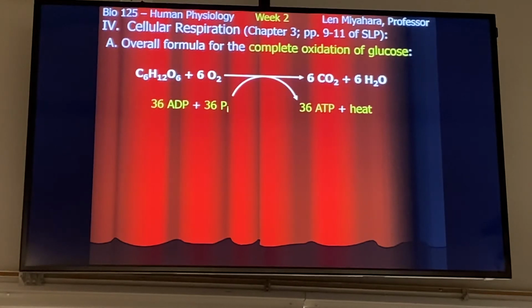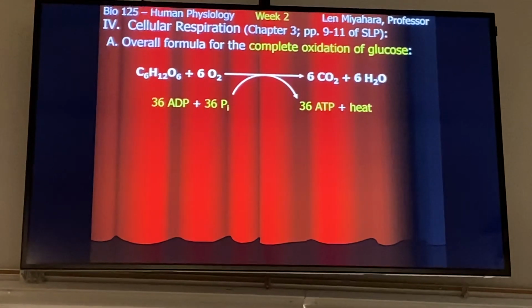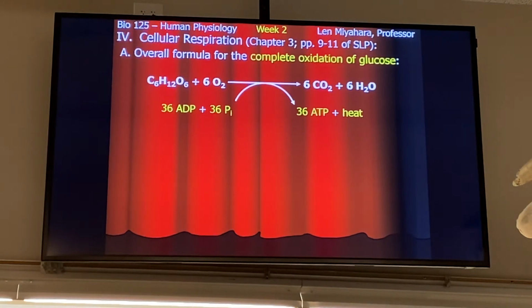Now, 36 is an ideal yield. No cell actually does that, but that's what we're going to go with. This is why this is called cellular respiration, because the cells have got to utilize oxygen and it's going to generate carbon dioxide. And if all your trillions of cells are doing that, that's why you have to take in oxygen, and when you breathe out, there's more CO2. Does this make sense? Everybody look at me.